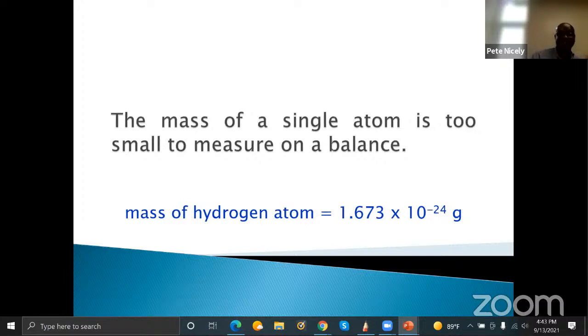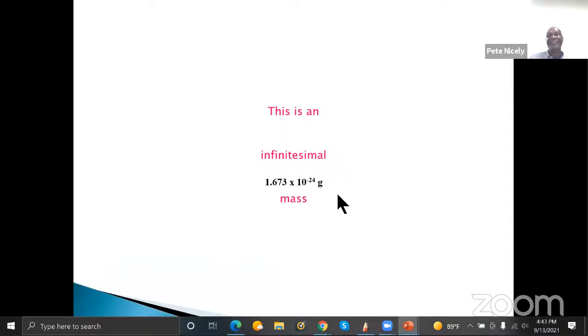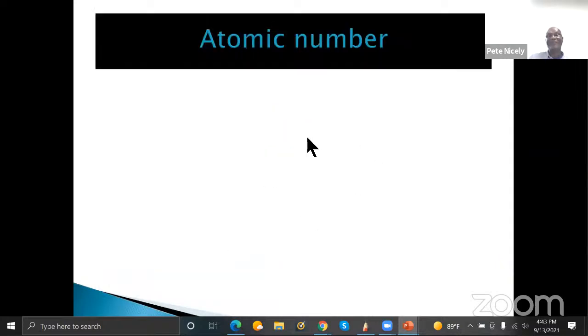So for example, the mass of the hydrogen atom given here is 1.673 times 10 to the minus 24 grams. That is, as you can see, a very small number. And obviously, we did not obtain that number by weighing the hydrogen atom. Actually, calculations would have to be involved based on data that was obtained in order to determine the mass of a single hydrogen atom, all right? So as stated here, this is a very, very small number.